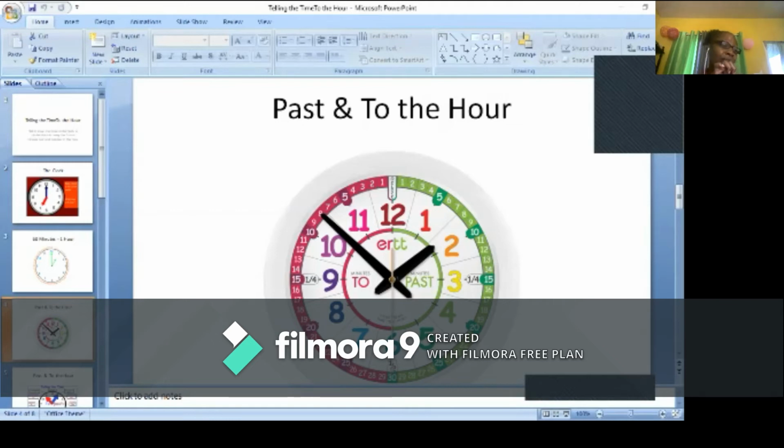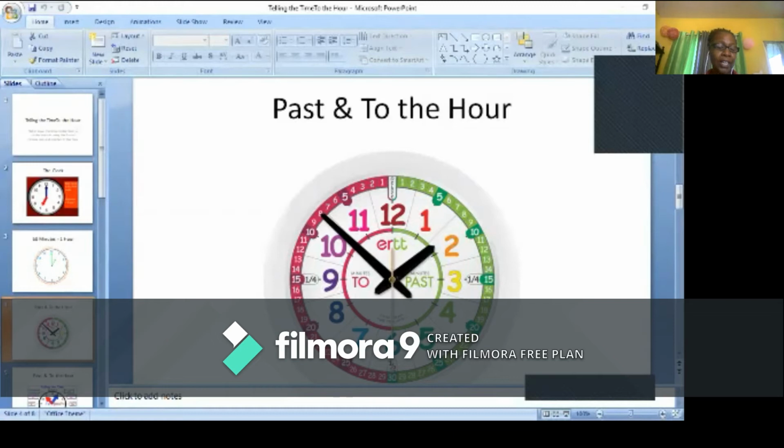So another way to say 5:35 is 25 minutes to 6, because the long hand is going around to say it's 6 o'clock next, right? So 25 minutes are left before it is 6 o'clock. So we say 25 minutes to 6. That's another way to say 5:35.